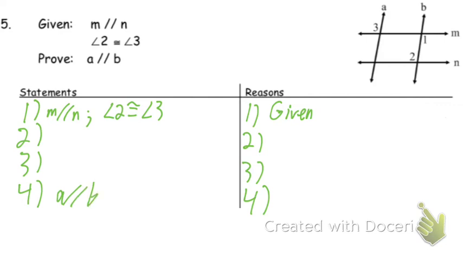Now we have some information we can mark here, right? Line M is parallel to line N. Christian, how do we mark parallel lines? We went over this earlier, right? Arrows. One arrow on each marks them parallel. Now we're also told angle 2 is congruent to angle 3. We do that with arcs.